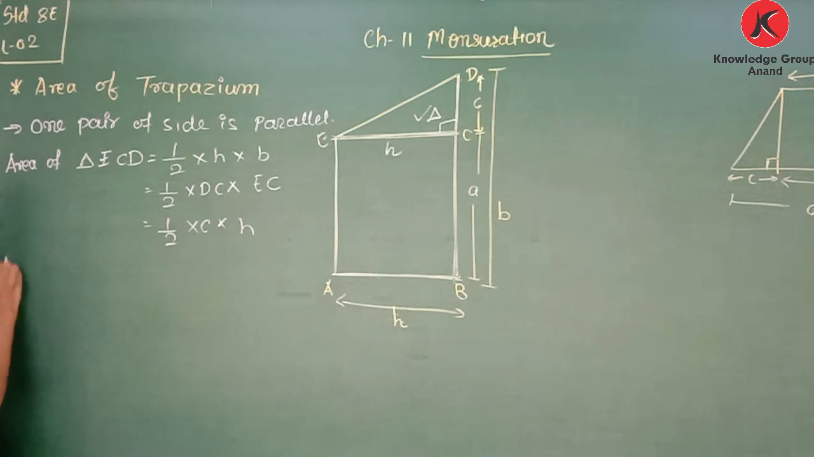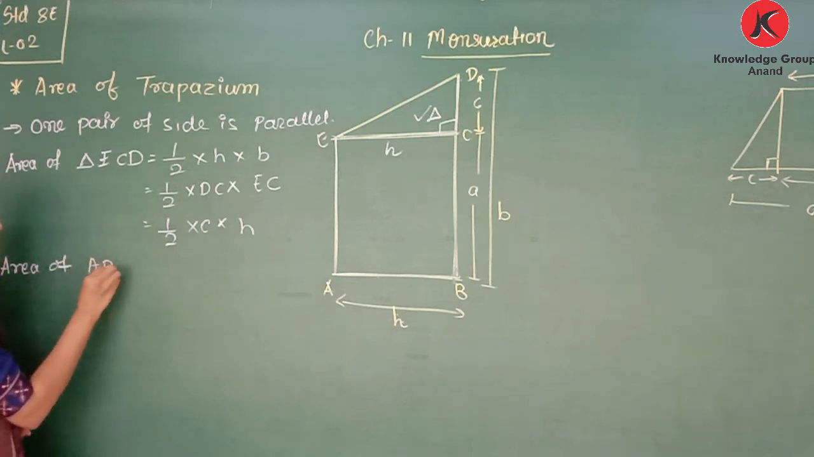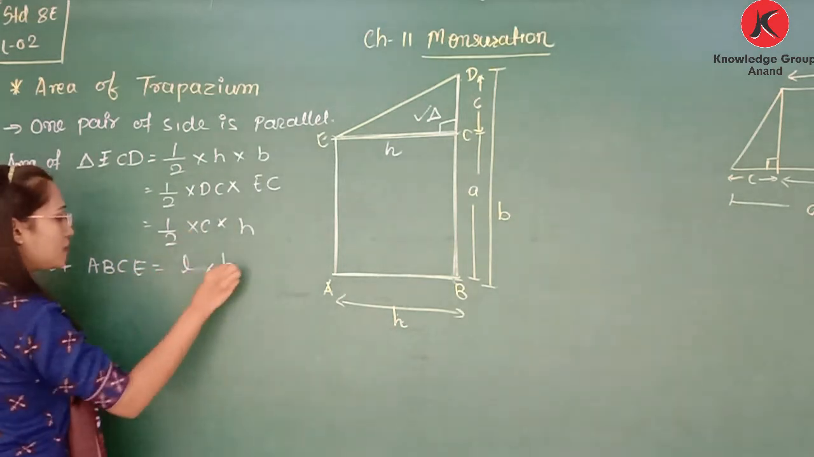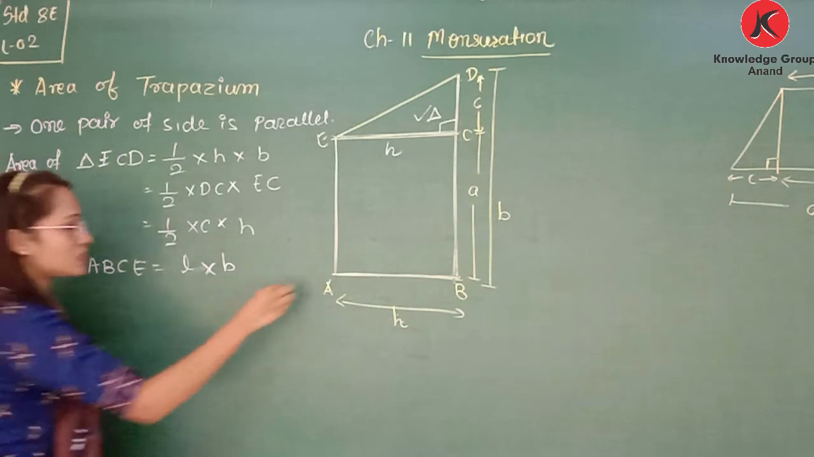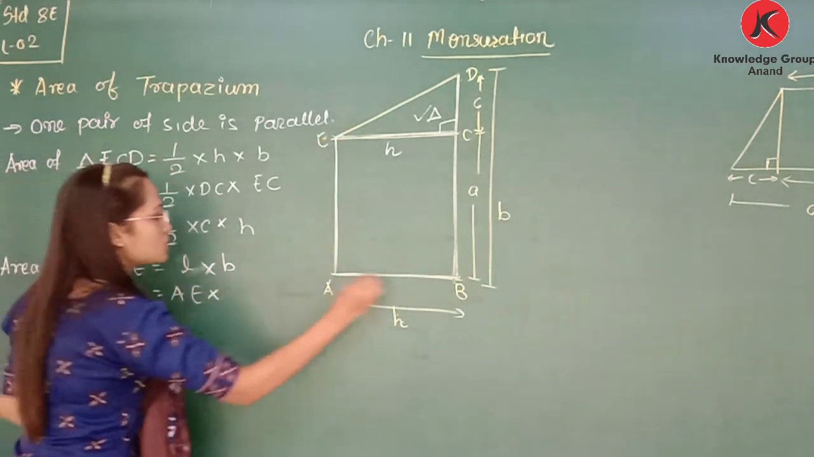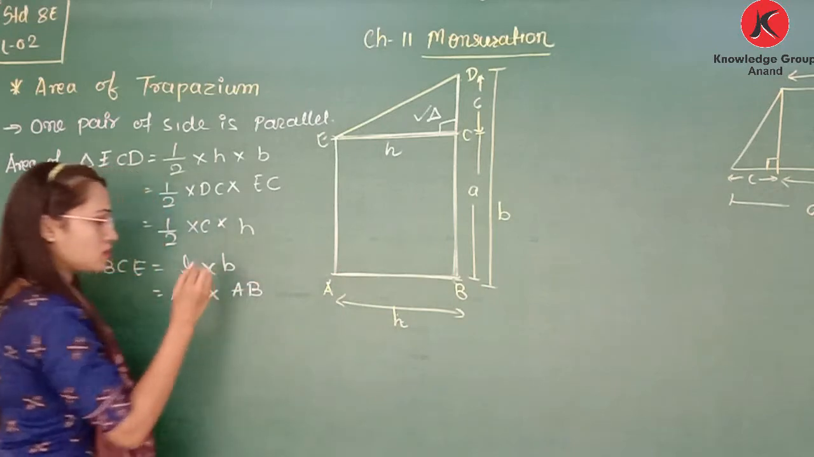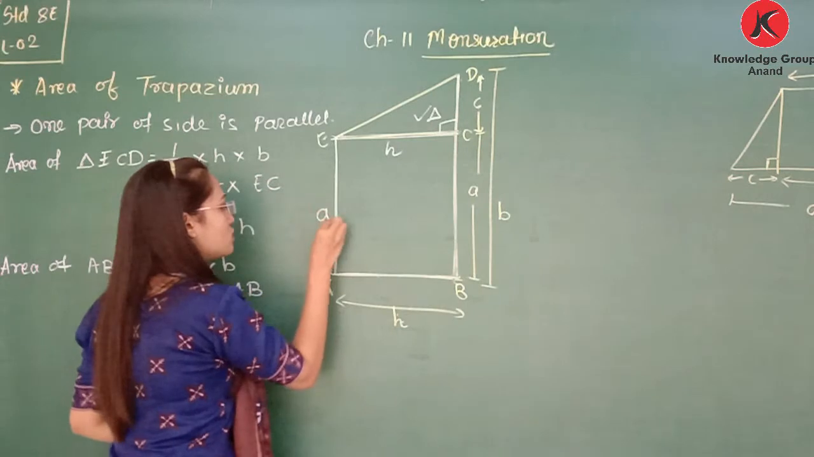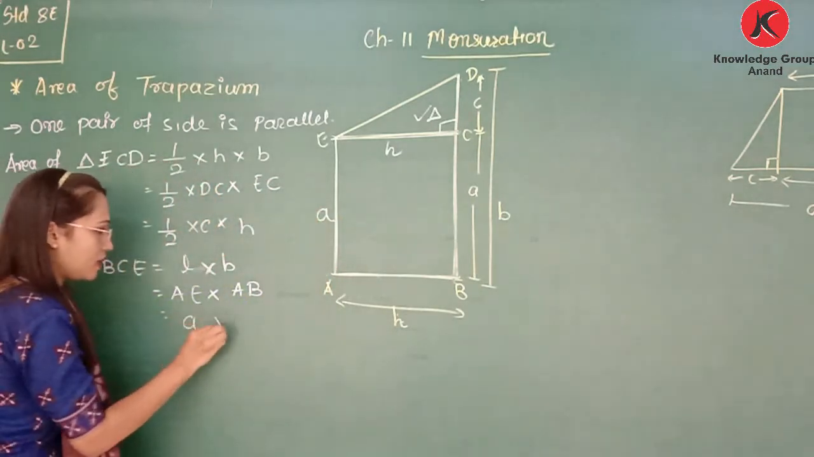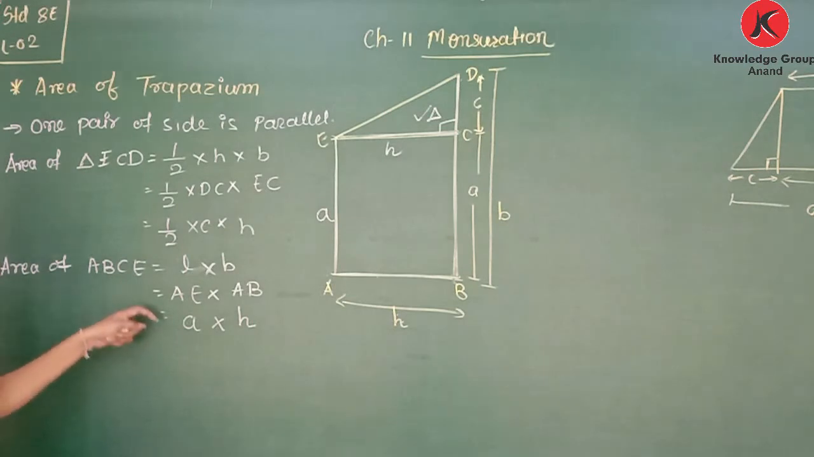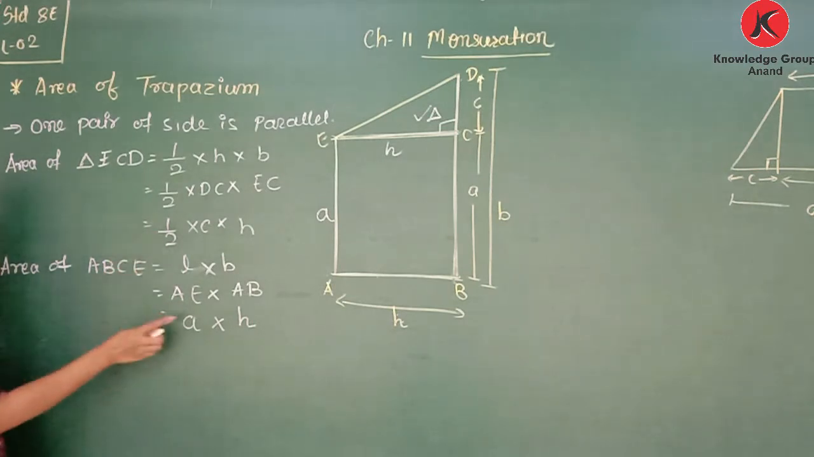Now the area of rectangle ABCE, that is length multiplied by breadth. Here the length is AE and the breadth is AB. If BC is A, then AE is also A, so we can write A, and AB is H. Clear? Now the area of the trapezium is the addition of the two.